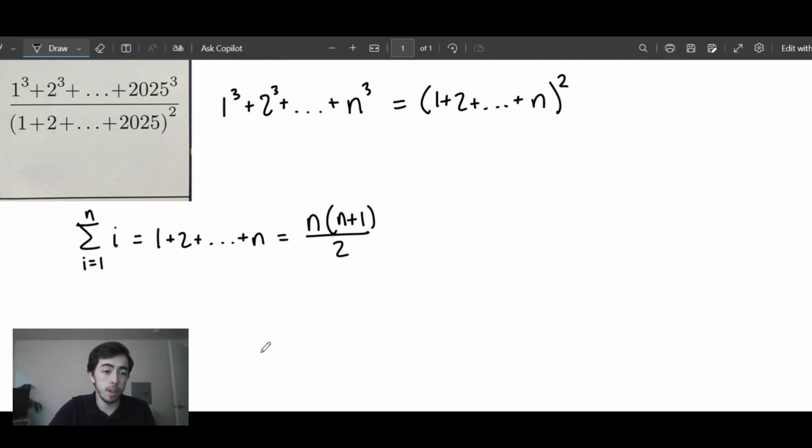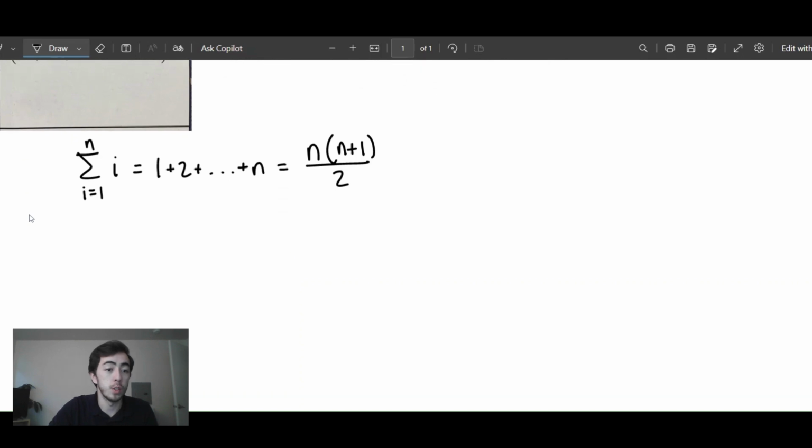And then you can do the same thing when you sum up all the square numbers. This proof is a little bit harder, but there is a formula that's really well known. So it's going to look like 1 plus 4 plus 9 plus 16 all the way up to n squared.